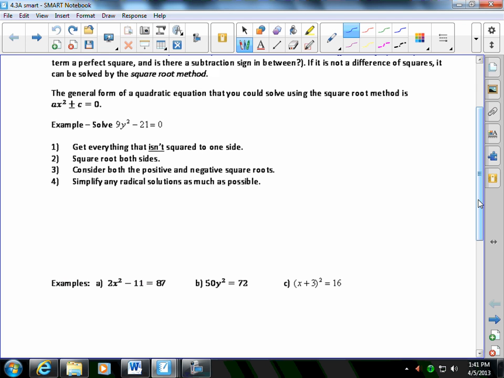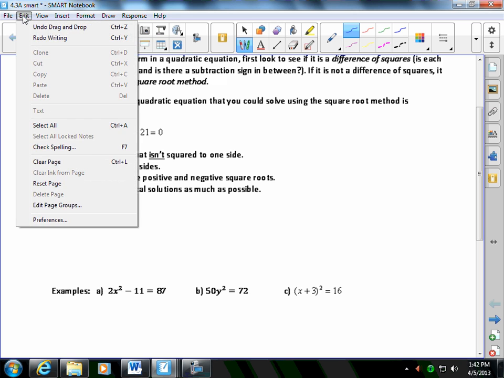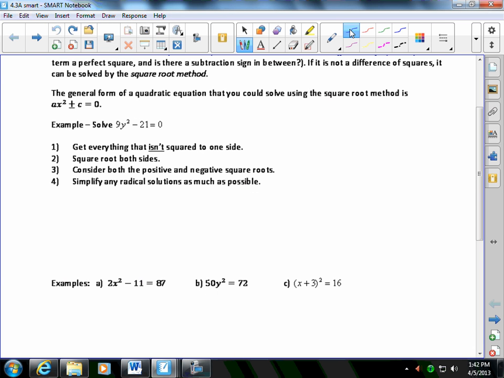So example, it says solve 9y squared minus 21 is equal to 0. It says get everything that isn't squared to one side, and then you square root both sides. So anything that isn't being squared needs to go over to one side of the equation. We're starting at 9y squared minus 21, so we want to move that negative 21 to the other side. So we're going to add 21 to both sides. So 9y squared is equal to 21.